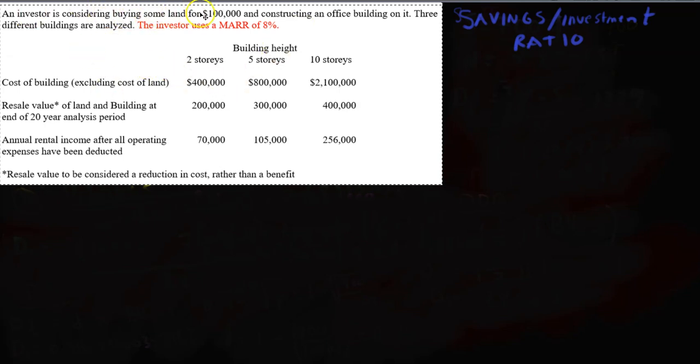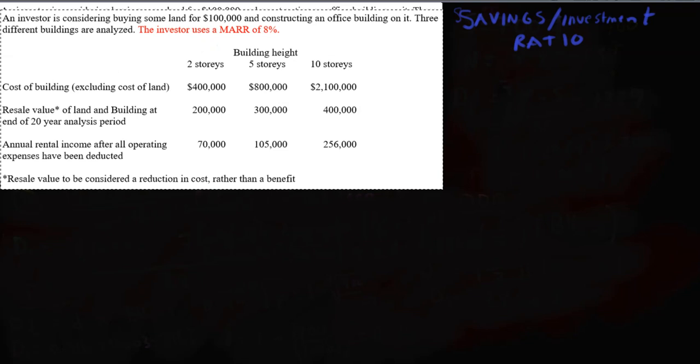An investor is considering buying some land for $100,000 and constructing an office building on it. 3 different buildings are analyzed. The investor uses a MARR of 8%. I call it the MAR. The MAR is just your interest rate for this type of setup. So we have 3 different buildings. Let's go ahead and label them 1, 2, 3. We're going to have to analyze each one and find their savings investment ratio. That's what the question is asking us.